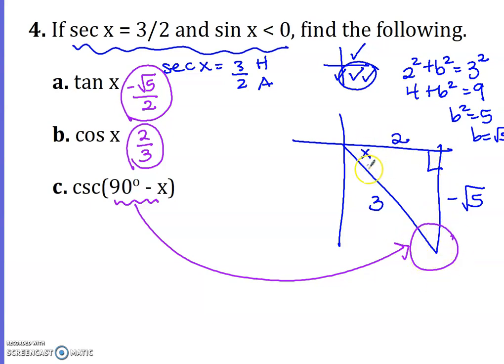So instead of reading it from the reference angle, we're going to come here and evaluate cosecant. Cosecant is hypotenuse over opposite. What's opposite this angle is 2. So 3/2. Okay, so that's example number 4.